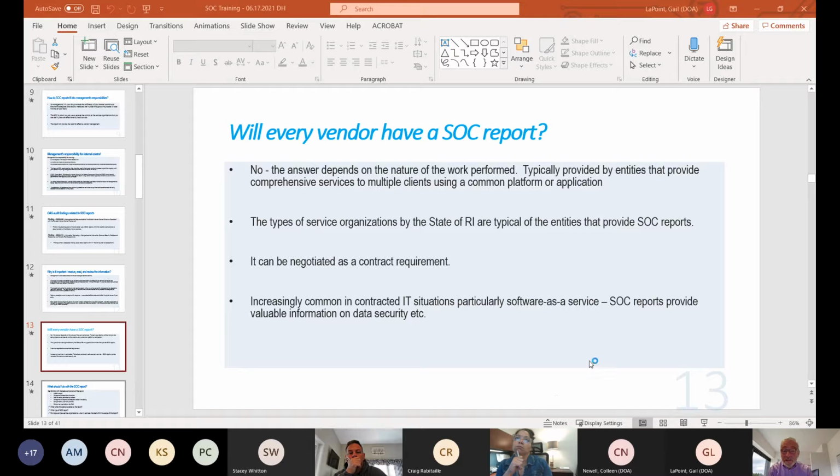The types of service organizations that the State of Rhode Island uses are very typical of the entities that provide SOC reports.